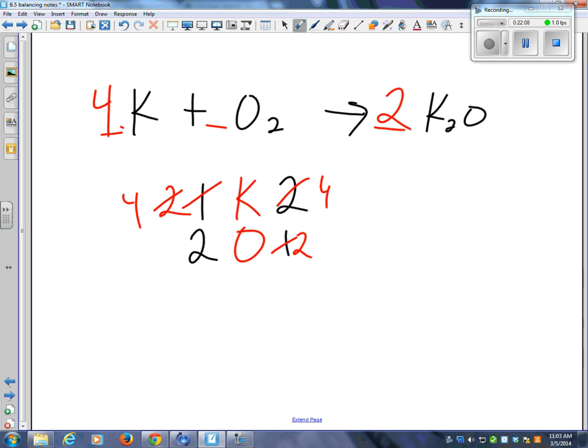It's kind of like a puzzle. It's very much like a Sudoku puzzle, really. How many K's? 4. How many O's? 2. 4 K's, 2 O's, right? All nice and balanced. Nothing. Well, if you want to put something, put a 1.